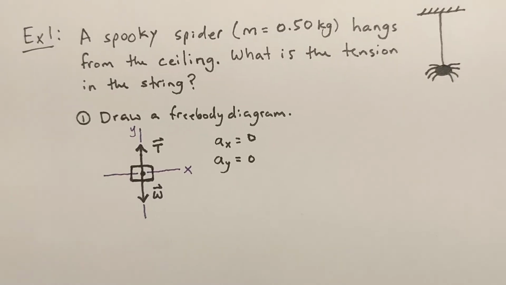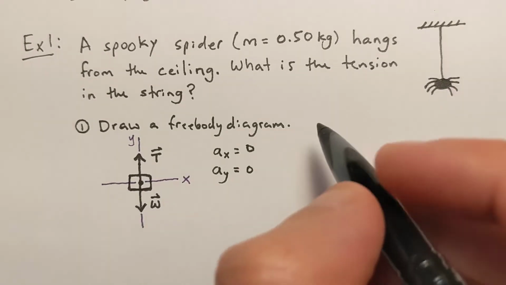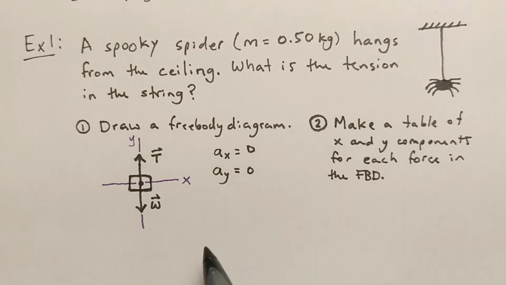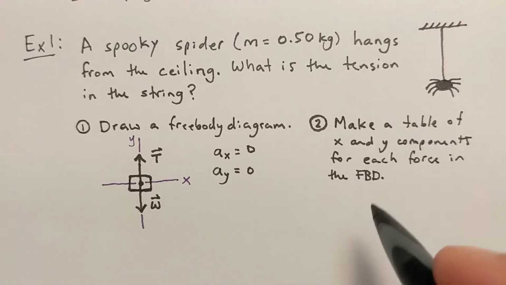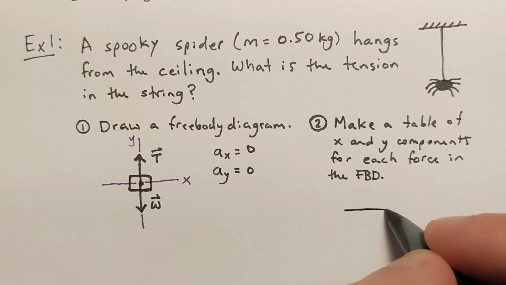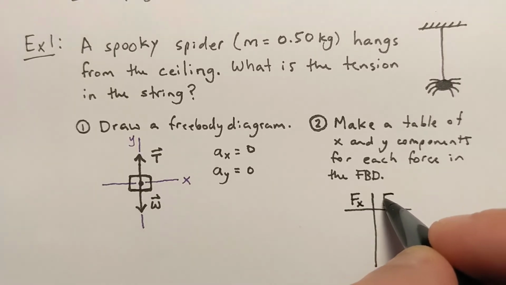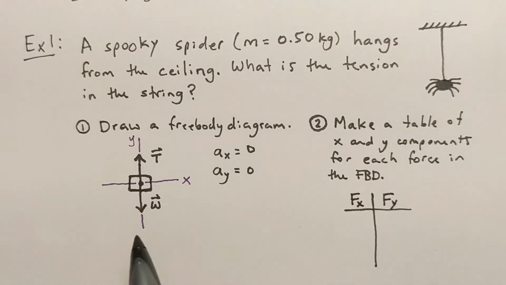Step 2 is going to be to make a table of the x and y components for each force that appears in the free body diagram. So we're going to be looking at the free body diagram to build this table of x and y components for each of the forces acting on the spider. Looking at our free body diagram, we've got two forces acting on the spider, the tension and the weight. So our table will have two rows.